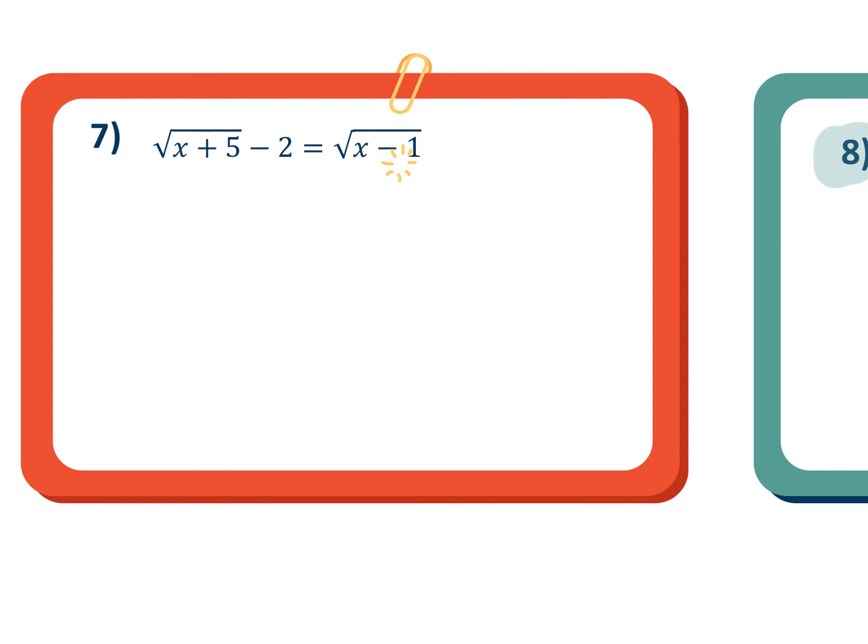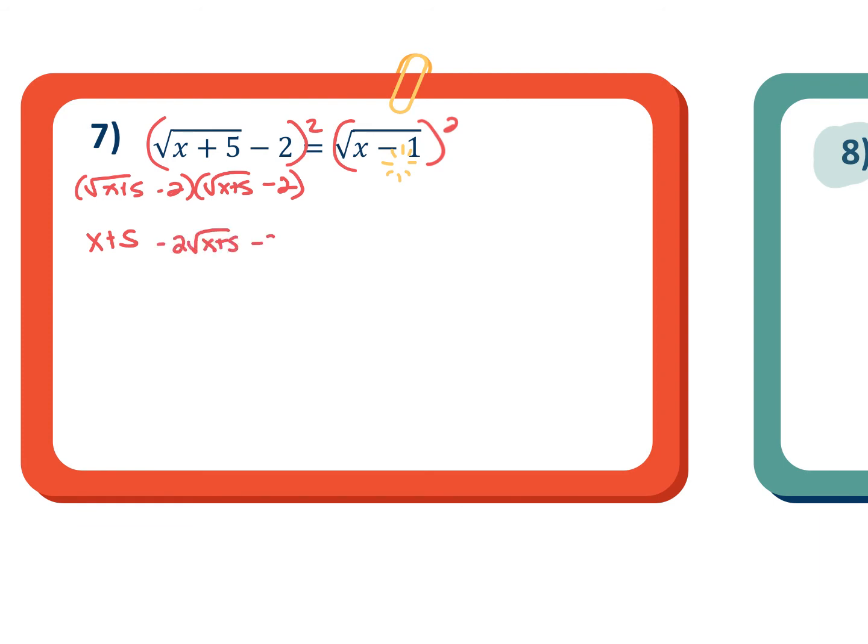All right, so then I'm going to square both sides of my equation. On the left-hand side, I would FOIL that out. So square root of x plus 5 minus 2, square root of x plus 5 minus 2. Square root of x plus 5 squared would be x plus 5. Minus 2 square root of x plus 5, minus 2 square root of x plus 5, plus 4. I get x plus 9 minus 4 square root of x plus 5. That can go in any order.